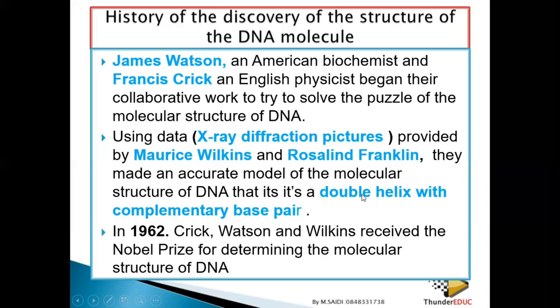Because there are two strands, it forms a double, and then these strands twist around because it is in a wave form. Yes, it forms a helical. Because it is two strands or two helicals, it forms what we call a double helix. So we say that DNA is a double helix with complementary base pairs. That's how they came about with the structure of DNA.